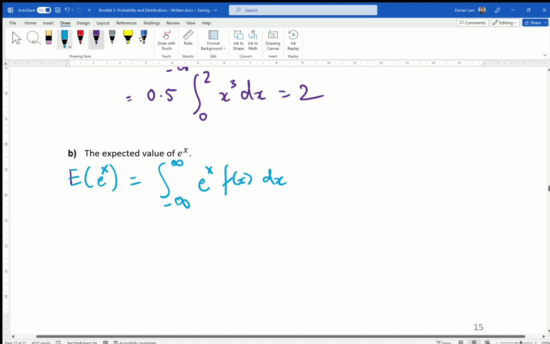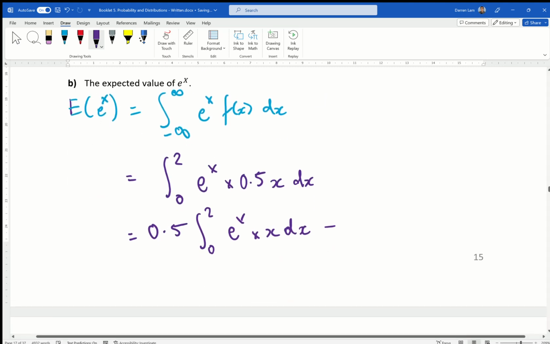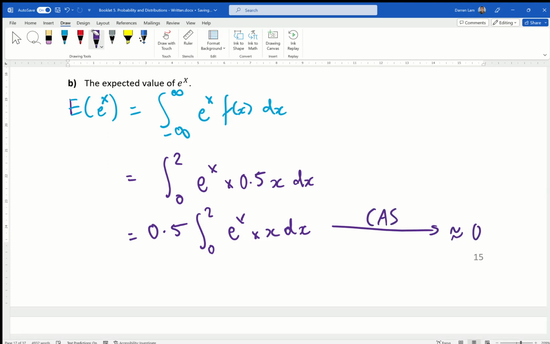A specific application of that would look like the integral from 0 to 2, because our function is defined from 0 to 2, of e to the power of x multiplied by 0.5. I think you get the idea now. Which would equal 0.5 times the integral from 0 to 2 of e^x multiplied by x dx, which, using a calculator, is approximately 4.195.